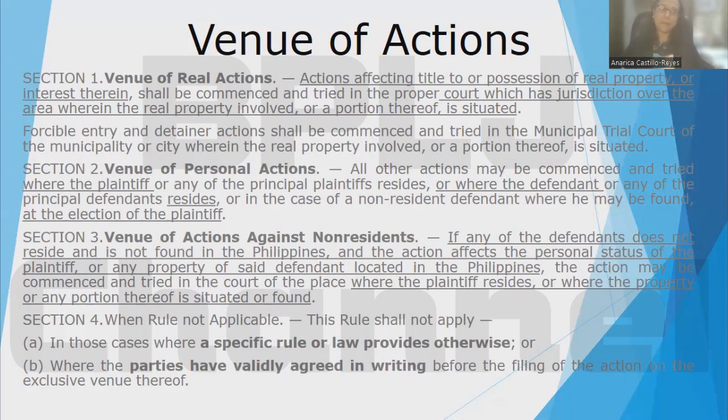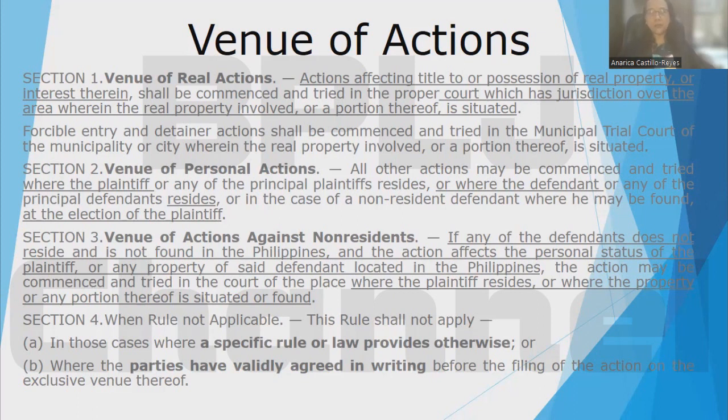Many confuse jurisdiction and venue. However, they are two different or distinct concepts that we shall discuss. Now, in determining the venue of actions, you have to first classify or distinguish between real actions and personal actions. What is a real action?